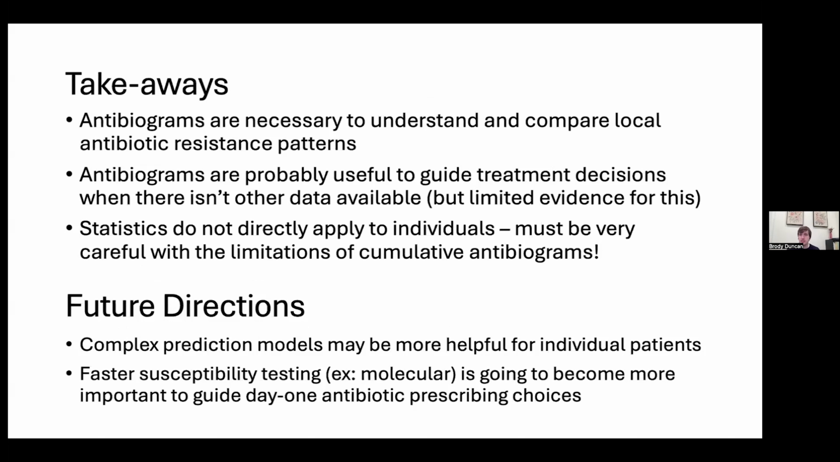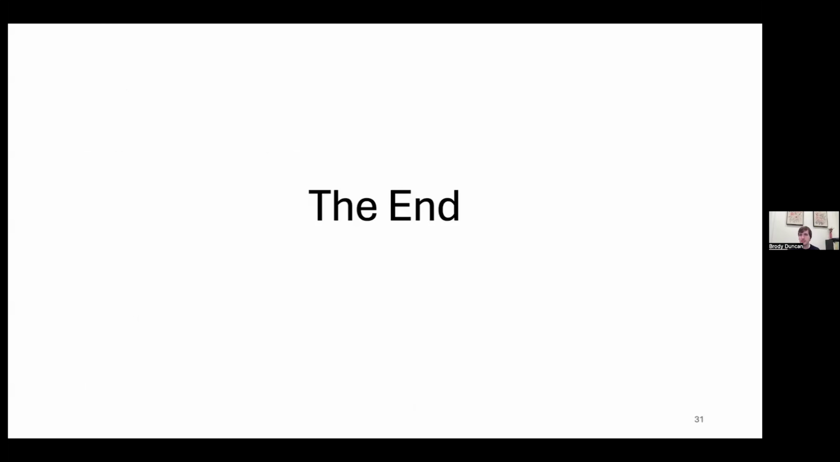In terms of future direction, some people say complex prediction models may be more helpful for individual patients. And honestly, I think the more likely future direction is that faster susceptibility testing, such as molecular or even one-day sequencing, is going to become more important to help guide those first 24-hour antibiotic prescribing choices, as opposed to just antibiograms. So that's my presentation, and thank you very much.